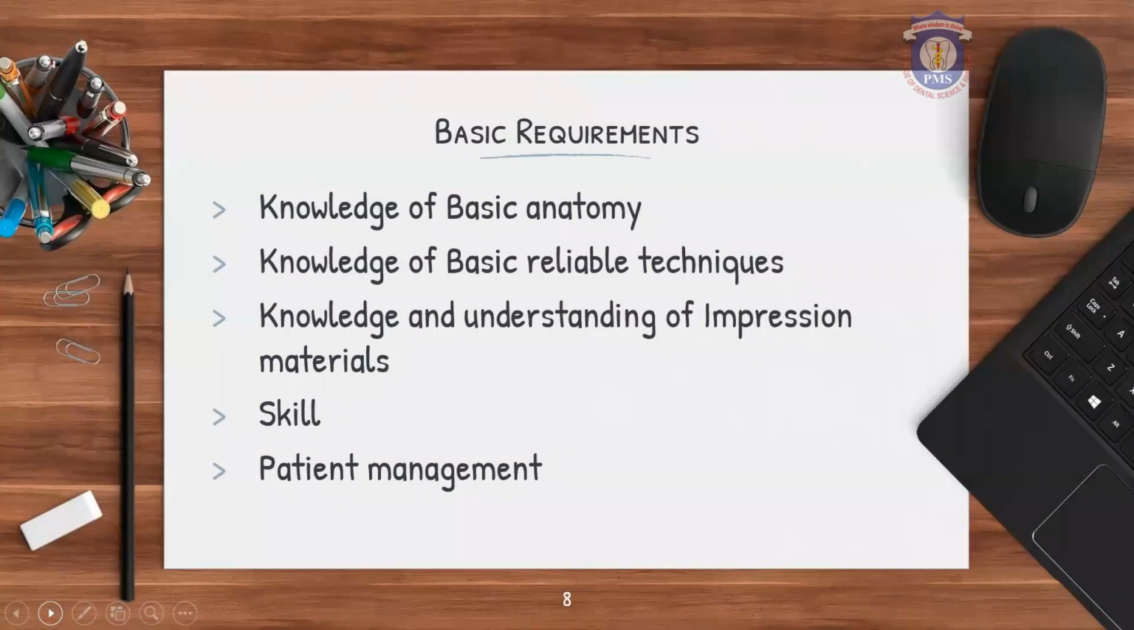Now, the basic requirements for making an impression: knowledge of the basic anatomy, knowledge of basic reliable techniques, knowledge and understanding of the impression materials, skill, and patient management. So these are the basic requirements for making an impression.